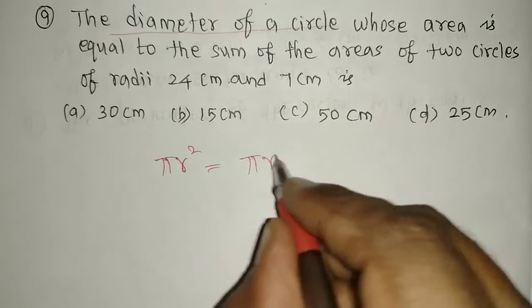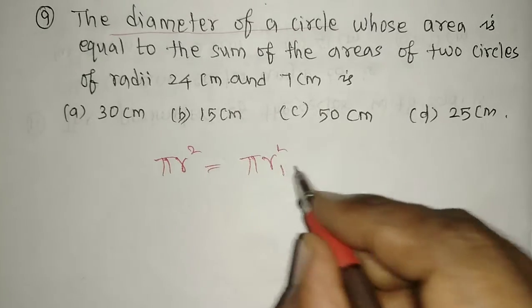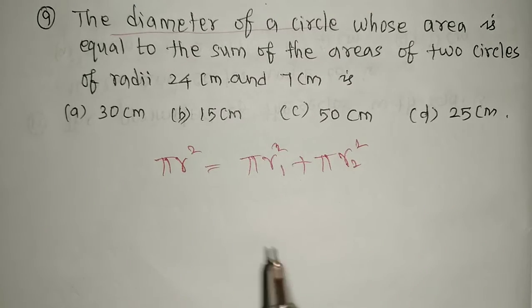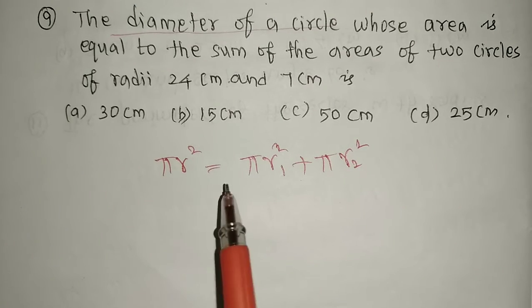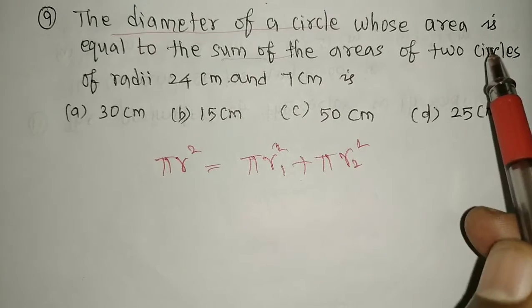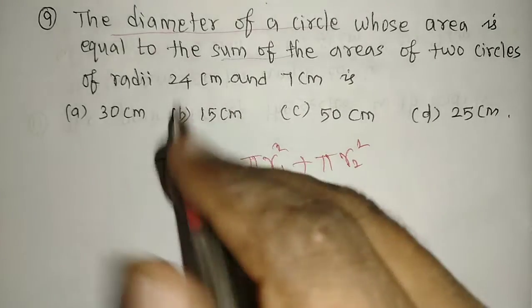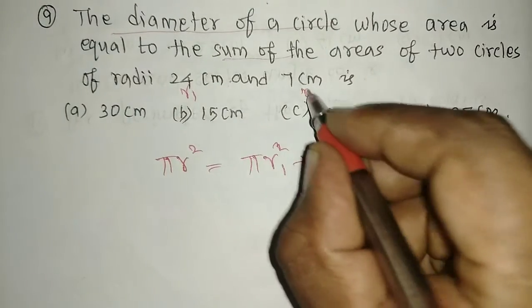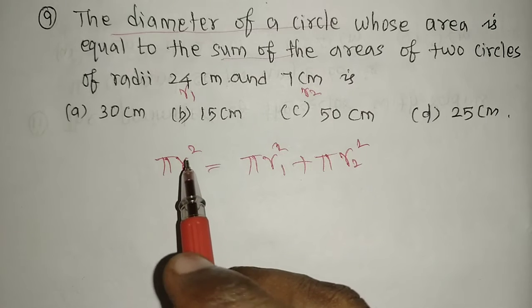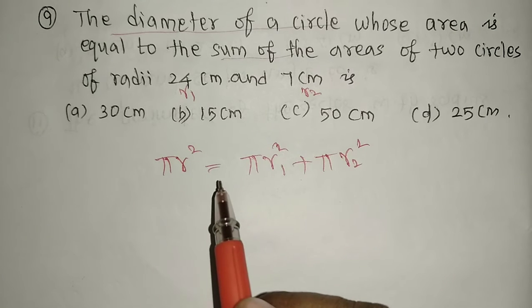So the sum of areas of two circles, circle 1 and circle 2, like that I'm taking. The area of the main circle is equal to the sum of the areas of the two circles, and the radii are given. Suppose this is r1, this is r2. We have to find the diameter, in terms of R. That's it. It's very easy.